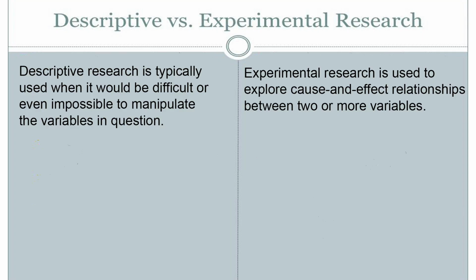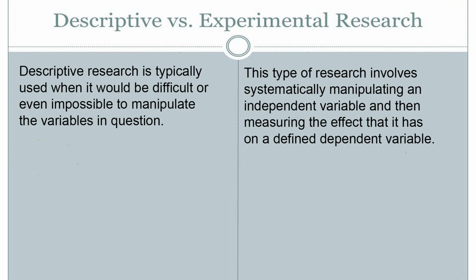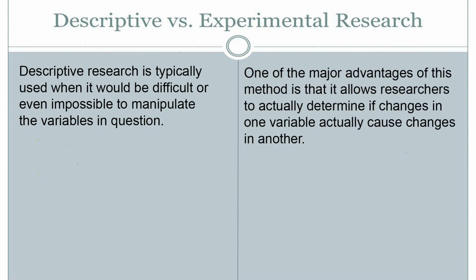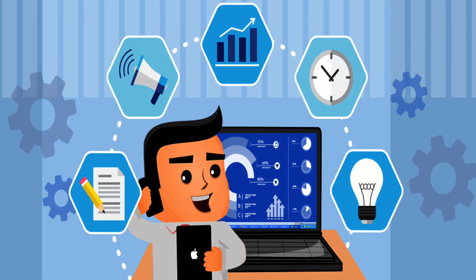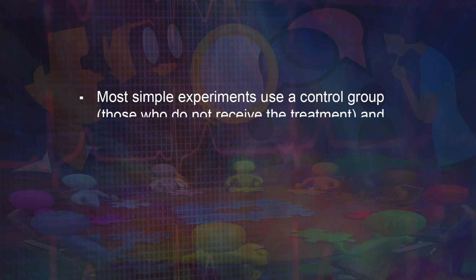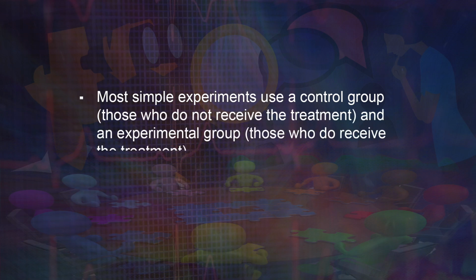Experimental research is used to explore cause and effect relationships between two or more variables. This type of research involves systematically manipulating an independent variable and then measuring the effect that it has on a defined dependent variable. One of the major advantages of this method is that it allows researchers to actually determine if changes in one variable actually cause changes in another. While psychological experiments are often quite complex, a simple experiment is fairly basic but does allow researchers to determine cause and effect relationships between variables. Most simple experiments use a control group, those who do not receive the treatment, and an experimental group, those who do receive the treatment.